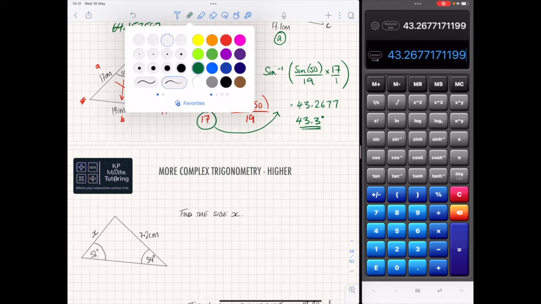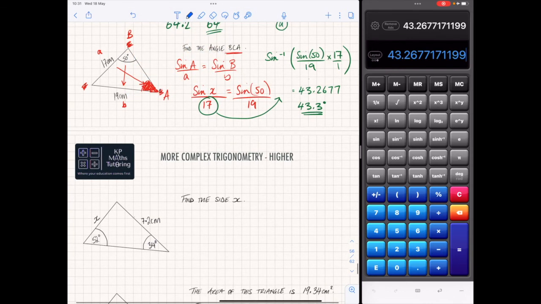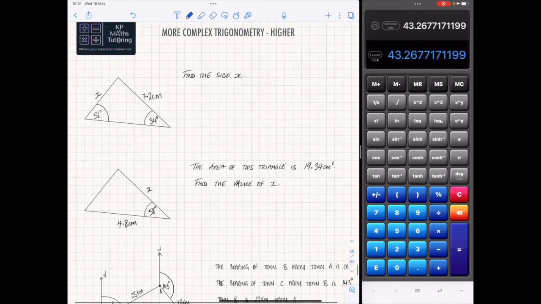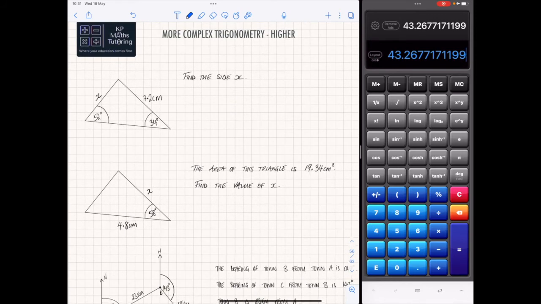So now let's look at the next example where we're using the sine rule, and we're actually finding a side now. So again, it's all about opposites. So that matches that, and that matches that. So we're using the opposite side to opposite angle.